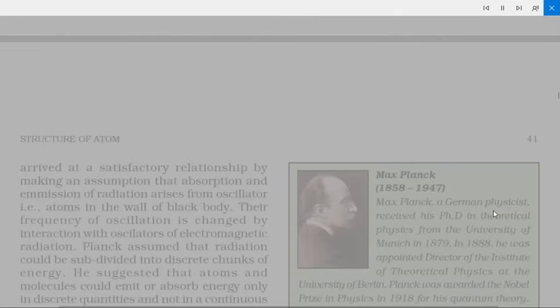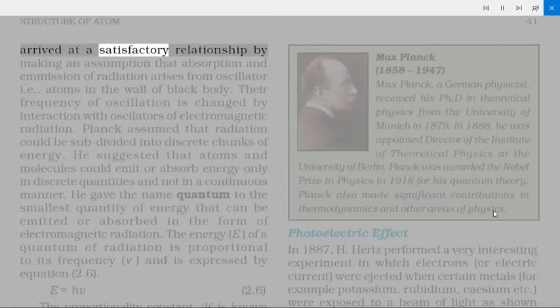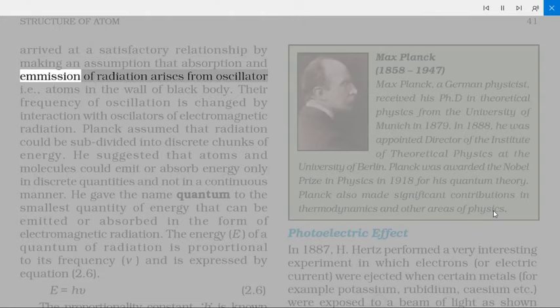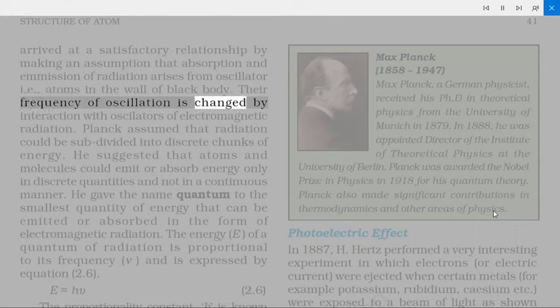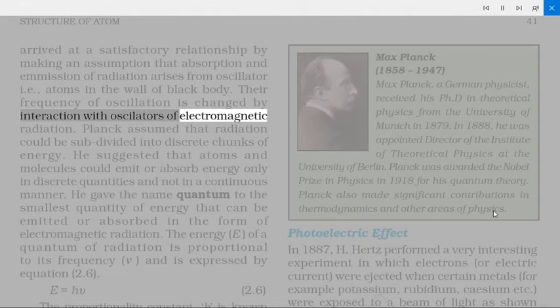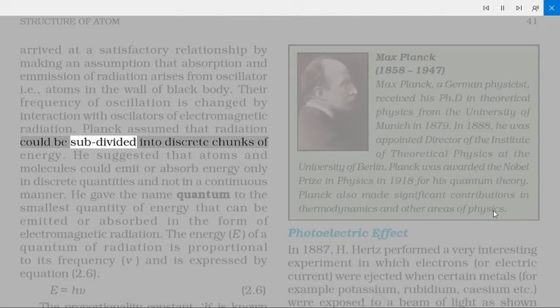Fig. 2.8 Structure of atom. Planck arrived at a satisfactory relationship by making an assumption that absorption and emission of radiation arises from oscillators, i.e., atoms in the wall of the black body. Their frequency of oscillation is changed by interaction with oscillators of electromagnetic radiation. Planck assumed that radiation could be subdivided into discrete chunks of energy.